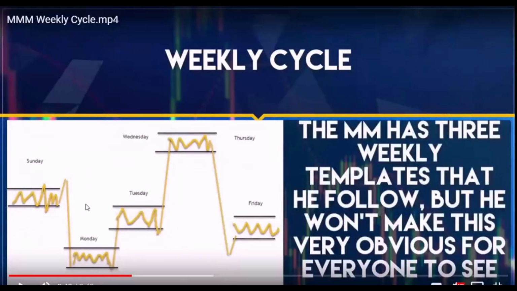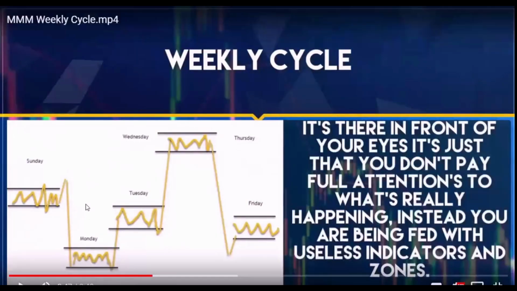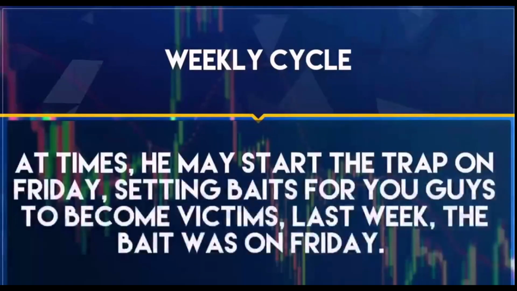He has 3 different templates that he follows, but variation on the theme tells us that it's not always going to be picture perfect, because if it were picture perfect, it'd be too easy to spot. It's there in front of your eyes. It's been happening in front of your eyes the entire time, but you just aren't trained to see the patterns in the cycle. So you never see it with your naked eye unless you're told that this happens.